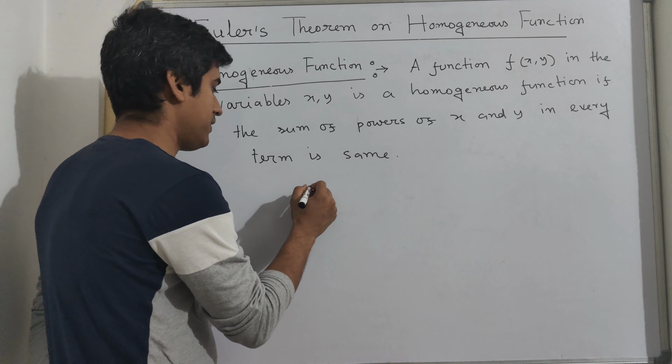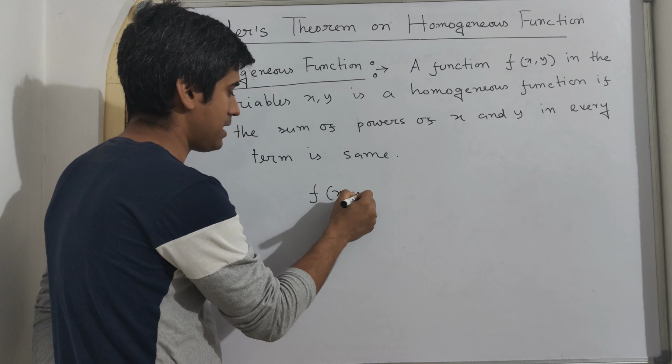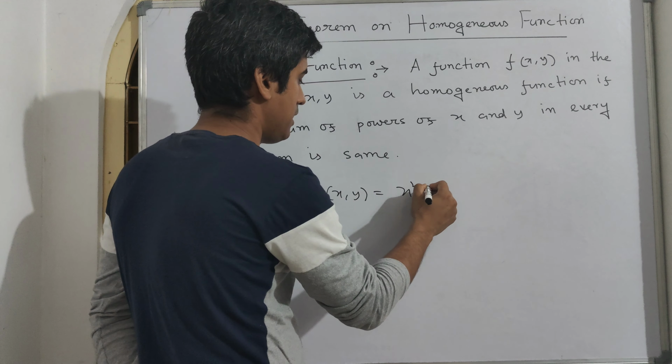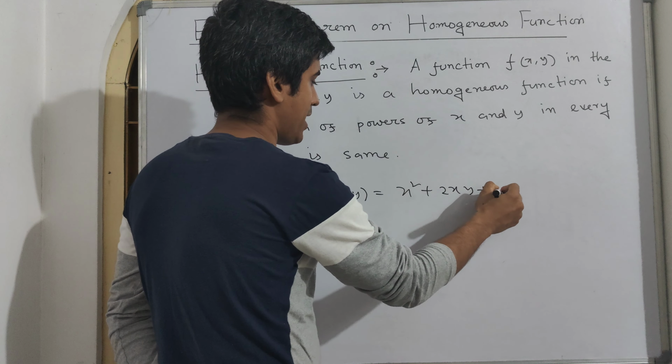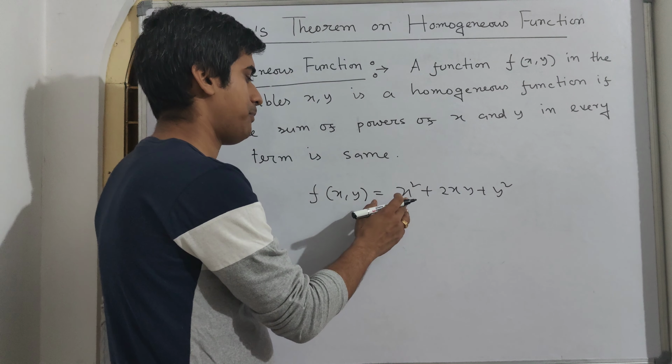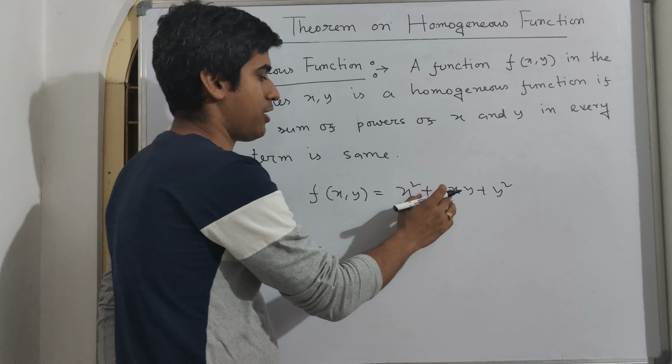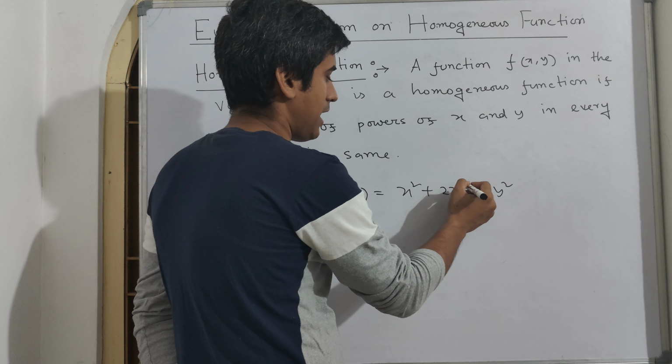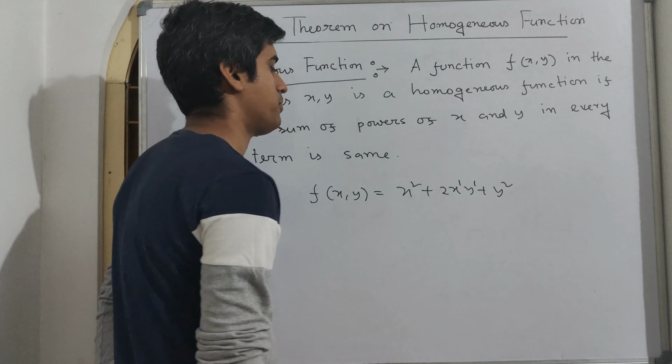That is, if f(x,y) equals x square plus 2xy plus y square. Here we can see that the power of x is 2, the power of x in xy is 1 and the power of y in xy is 1. So the sum of the powers of x and y in the term xy is also 2. So f(x,y) is a homogeneous function of degree 2.